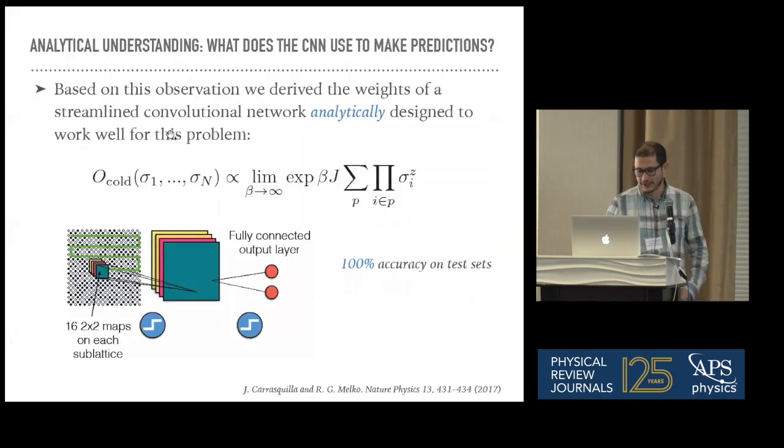Okay, so we came up with an analytical understanding of what the neural network should do, and this is how it looks. It's a convolutional neural network with 2x2 filters, 16 of them on each plaquette, and then that is fully connected to the output. Okay, and so then you get 100% accuracy in the test sets and so on.